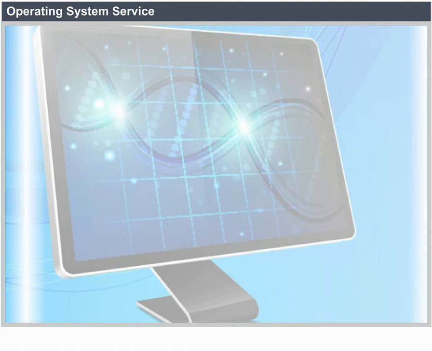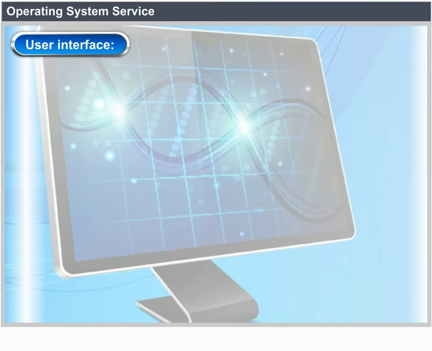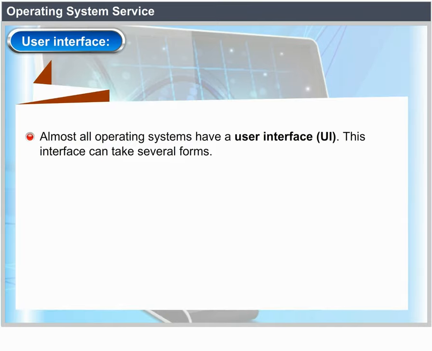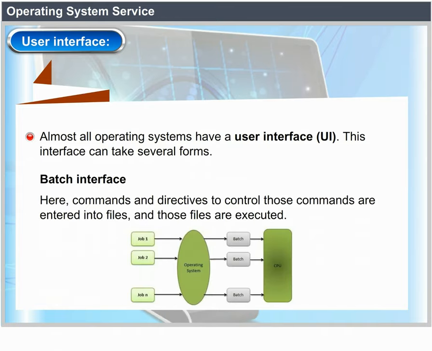Operating system service: user interface. Almost all operating systems have a user interface, UI. This interface can take several forms. One is a command line interface, CLI, which uses text commands and a method for entering them, say, a keyboard for typing in commands in a specific format with specific options. Another is a batch interface in which commands and directives to control those commands are entered into files and those files are executed.